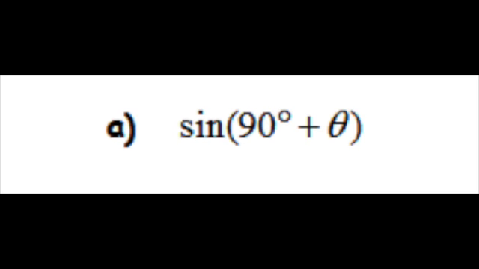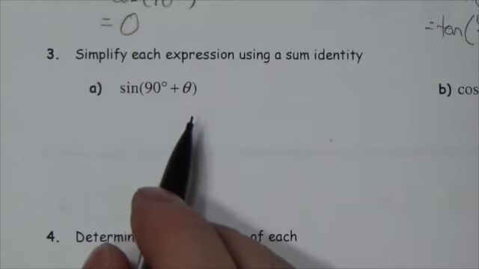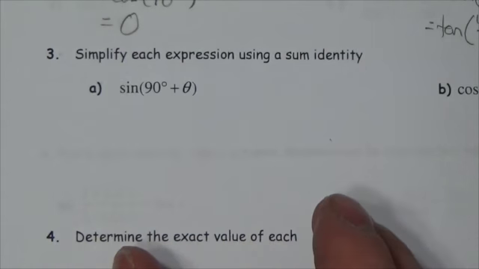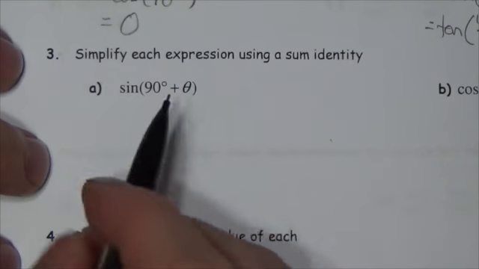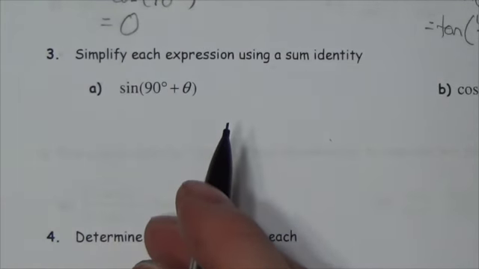The sine of 90 degrees plus theta. All right, in this case here, we want to simplify this expression, and we're going to use a sum identity here. Now, I like questions like this. I really do. I think they're an interesting question.